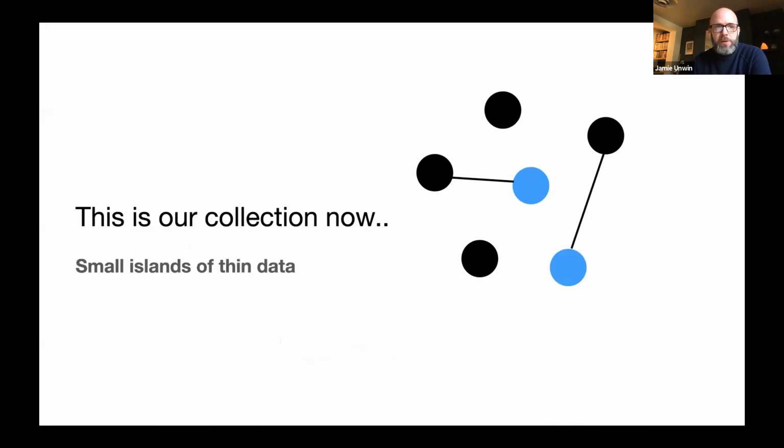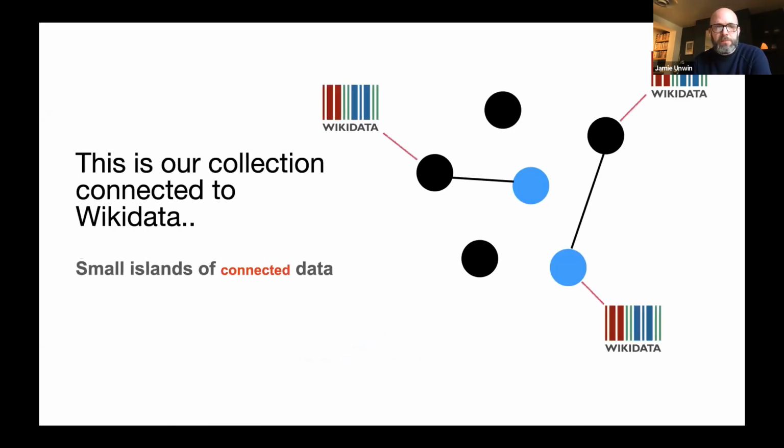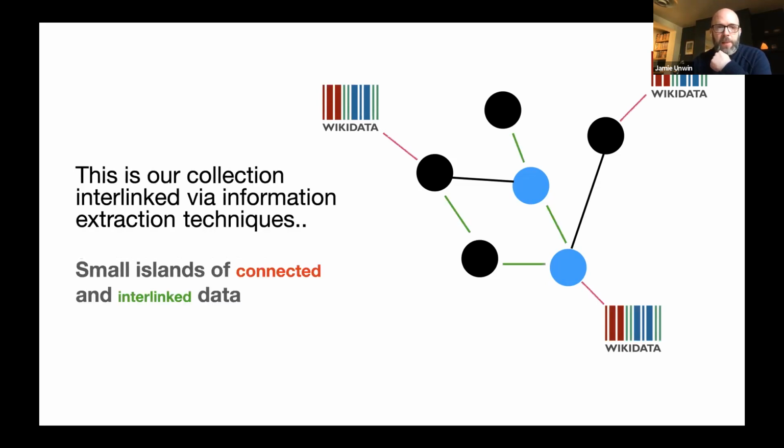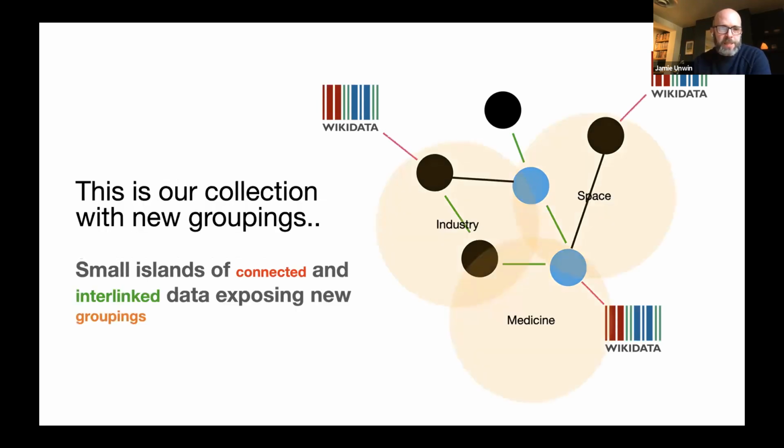The idea is really to move from these islands to bridging ourselves to the outside world. So two things here. One is making the connections within our collection, the extra connections we make there. And the second one is bridging ourselves to the world. So we have small islands of connected data, and then interlinking that both in our own collection and across Wikipedia and other data.